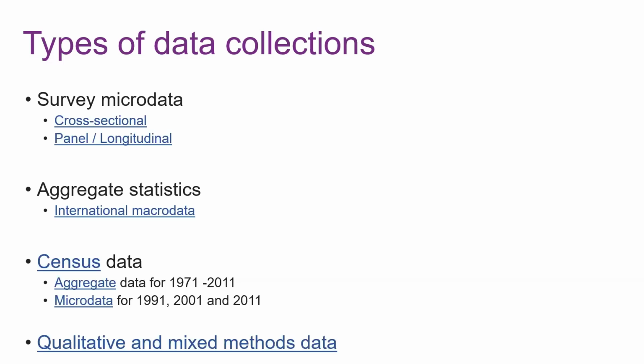So there's survey data, which is both cross-sectional and longitudinal. There's aggregate statistics, there's domestic and international macro data, there's census data, there's micro data. And then, of course, we also have a sizable, but definitely smaller in comparison to quantitative data, but we do have qualitative and mixed methods data as well.